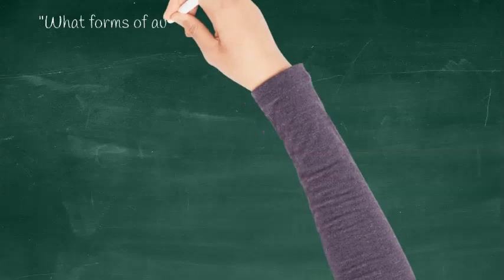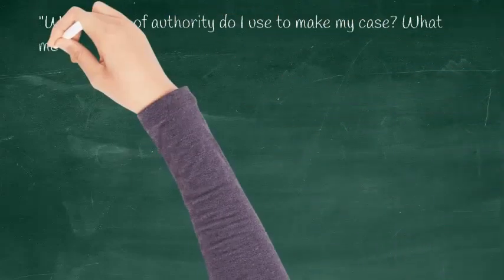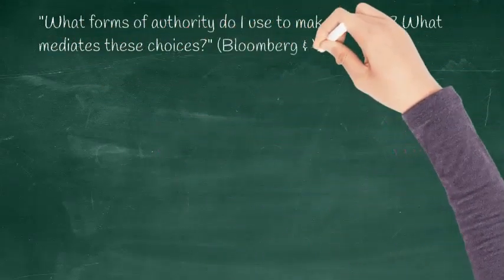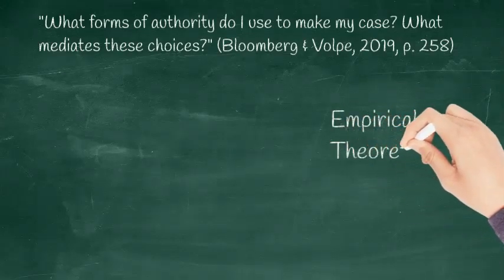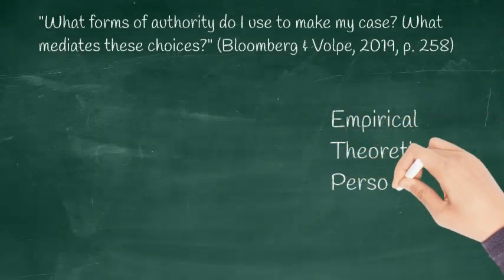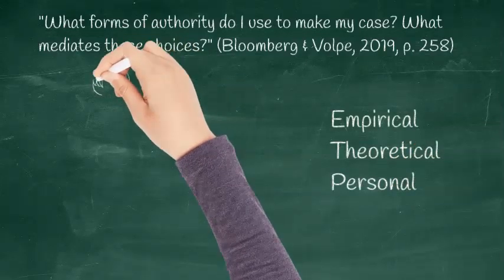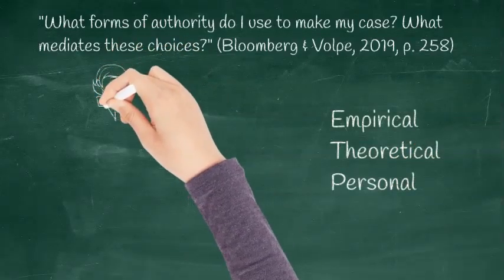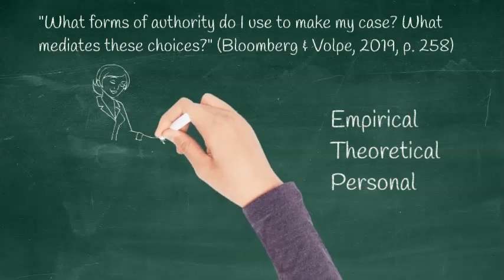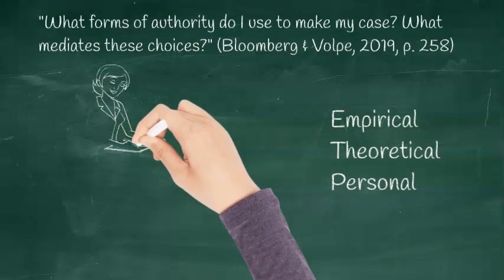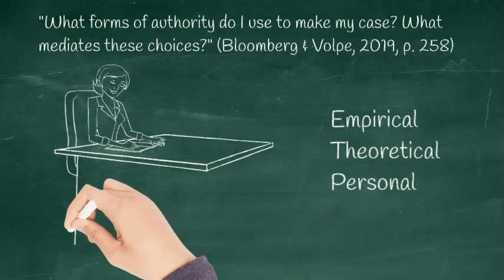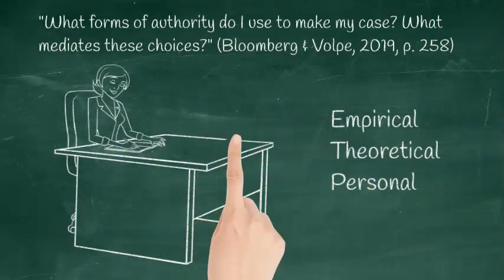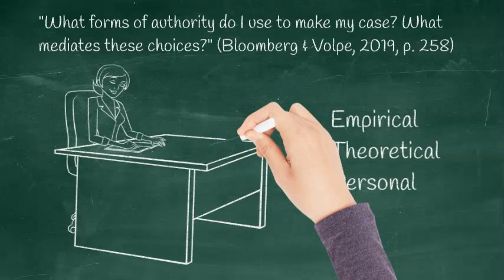What forms of authority do I use to make my case? What mediates these choices? When presenting qualitative findings, researchers can use various forms of authority to support their case. These include empirical authority, which involves using data and evidence, theoretical authority, which draws on existing theoretical frameworks, and personal authority, which involves using the researcher's expertise and experience.